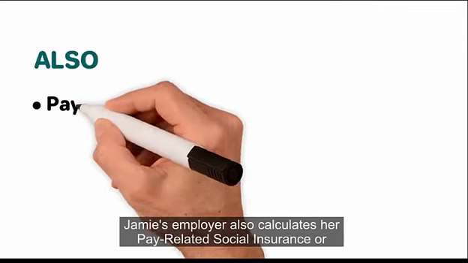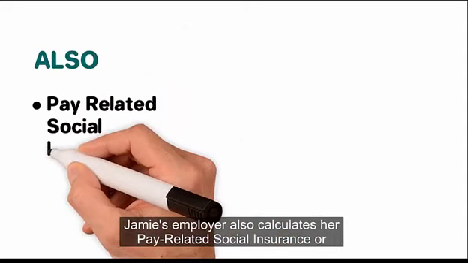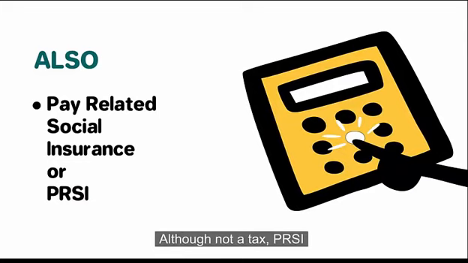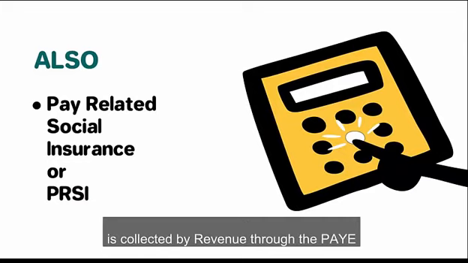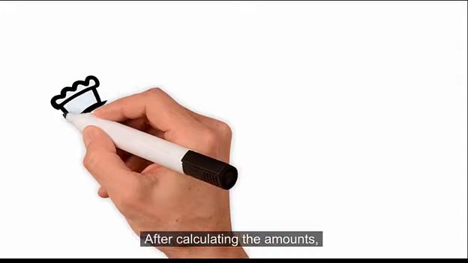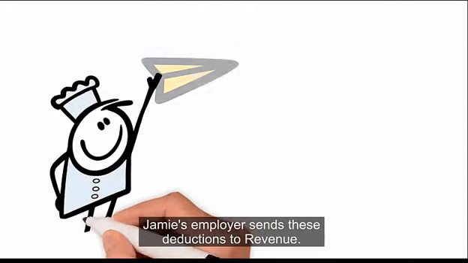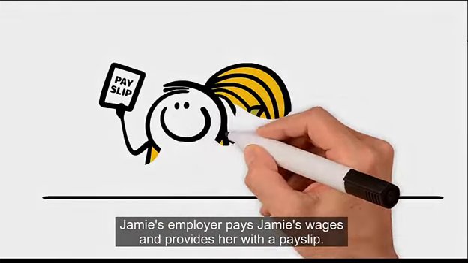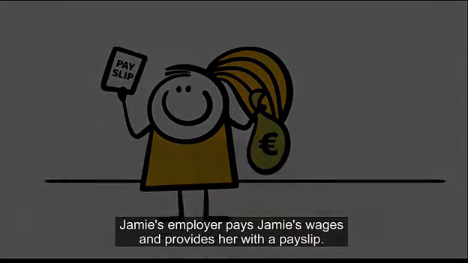Jamie's employer also calculates her pay-related social insurance, or PRSI. Although not a tax, PRSI is collected by Revenue through the PAYE system on behalf of the Department of Social Protection. After calculating the amounts, Jamie's employer sends these deductions to Revenue. Jamie's employer pays Jamie's wages and provides her with a payslip.